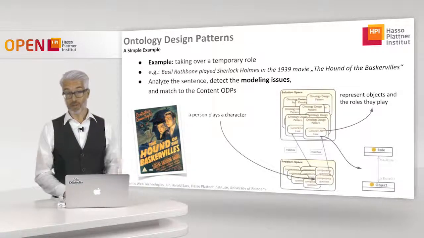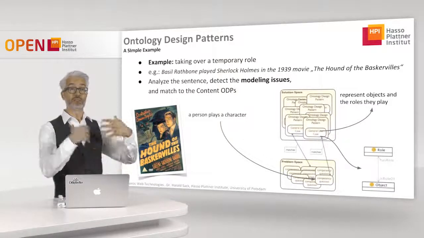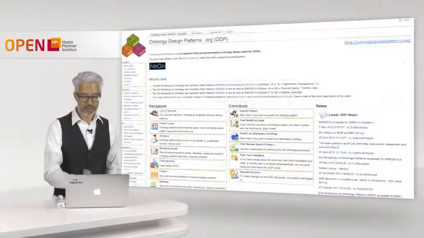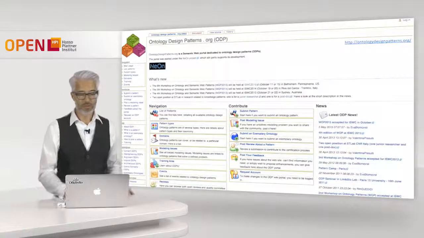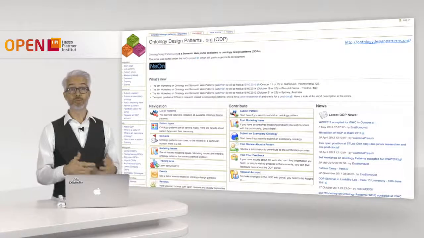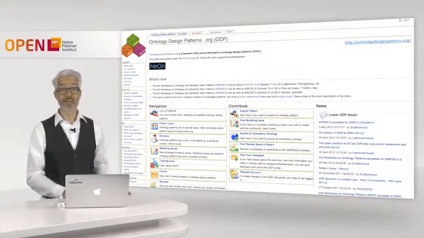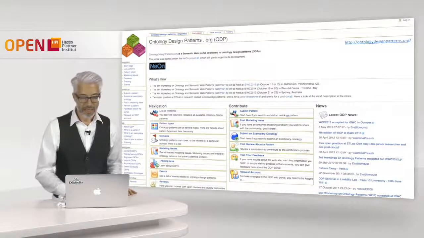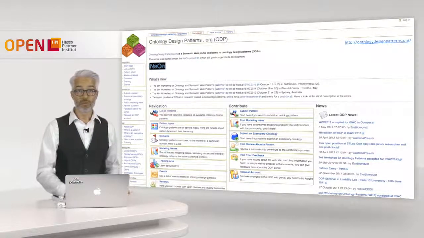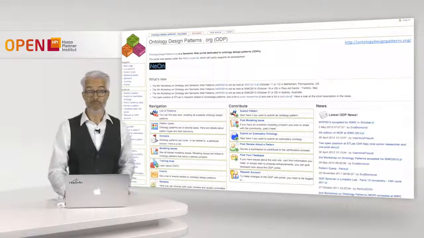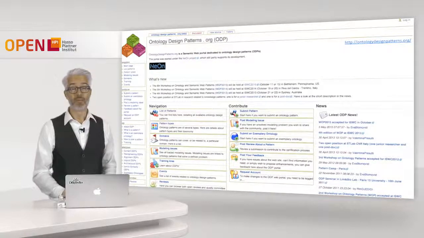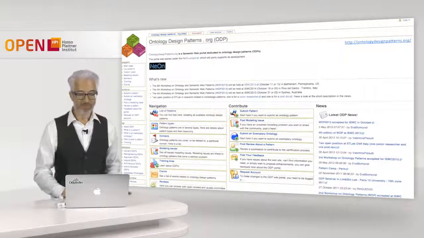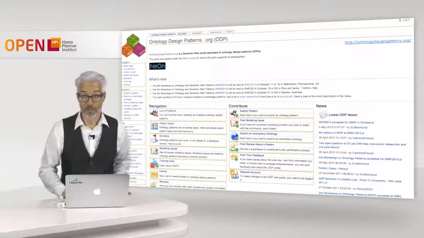Of course, this only works if you have a sufficiently large repository. And of course, there is one. If you go here to ontologydesignpatterns.org, you will find a huge repository with ontology design patterns. And of course, you will find lots of specifications and also how-tos and best practices and everything that is going on in design pattern research. So this might be an interesting resource for you.